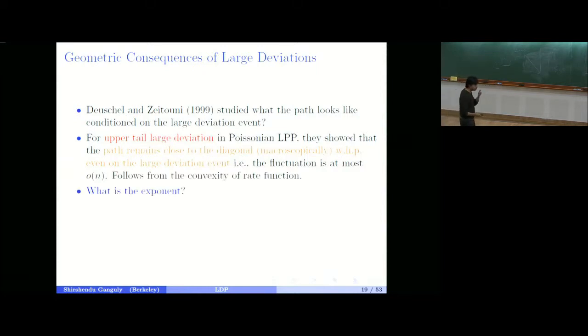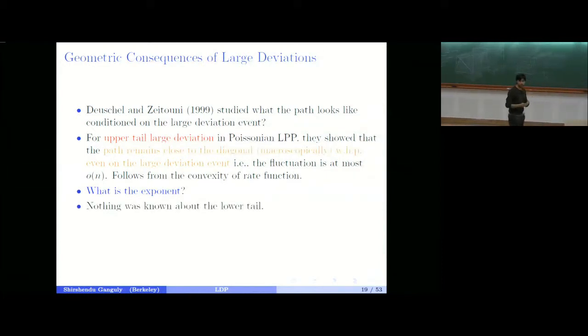And so the question is, what is the exponent? But in the paper, nothing could be said about what happened for the lower tail. All right, so that was the state of the art. For the upper tail, the fluctuation is at most little o of n. The question of the exponent remained open, while for the lower tail, it was not known whether it was localizing or delocalizing. Nothing was known.